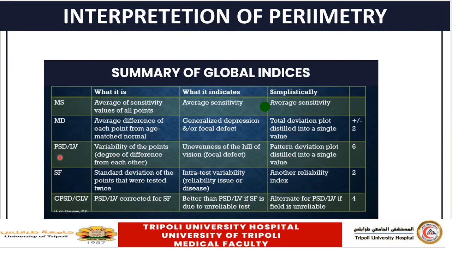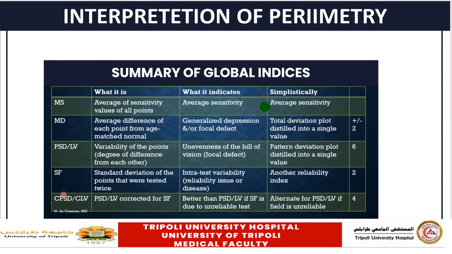Similarly, the pattern standard deviation, and the loss variance in the Octopus, represents a focal defect in the hill of vision. It is the summary of the pattern deviation numerical plot. So we can represent all of these values by one value, which normally is between 0 to 6. Up to 6 is regarded as normal. It has no negative value. 0 indicates a normal, regular contour of the hill of vision, and a higher positive value indicates some irregularities.